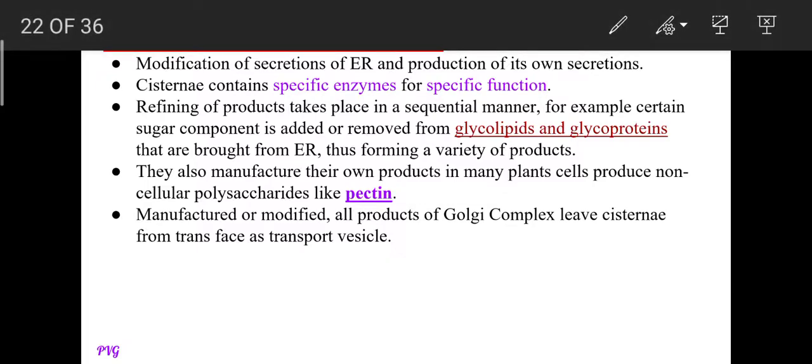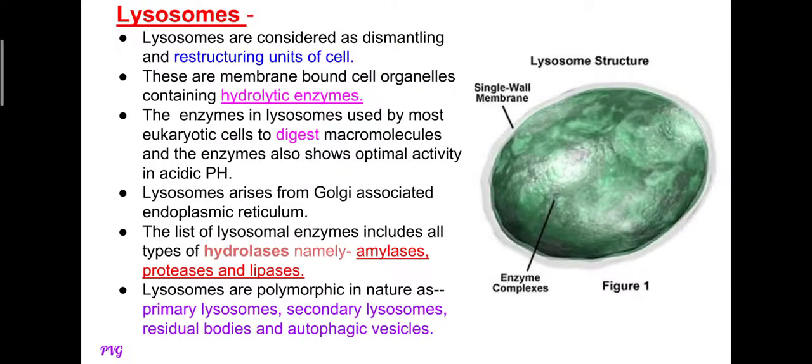Next cell organelle, that is the lysosomes. It is also an important cell organelle. See in the structure of the lysosome, it has a single wall membrane and an enzyme complex system. There is a list of enzymes, several enzymes secreted by the lysosomes. We study that lysosomes are the dismantling and restructuring unit of the cell, and contain a number of hydrolytic enzymes. These enzymes digest macromolecules, and the enzymes also show optimal activity in acidic pH.